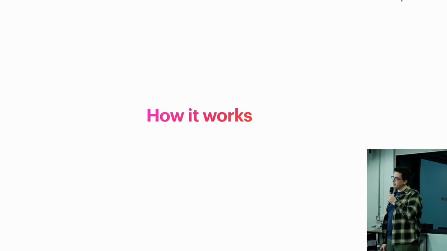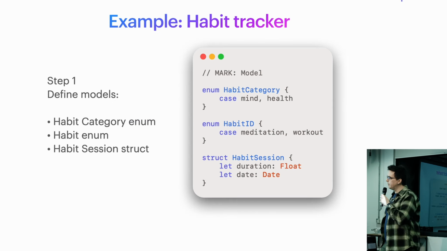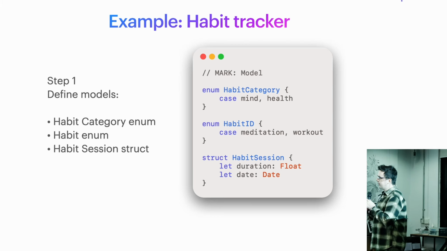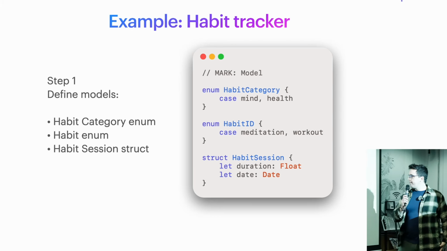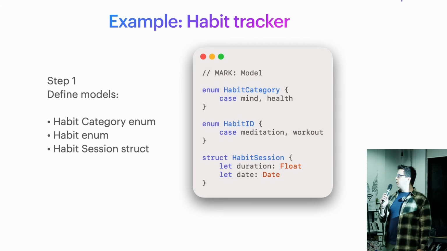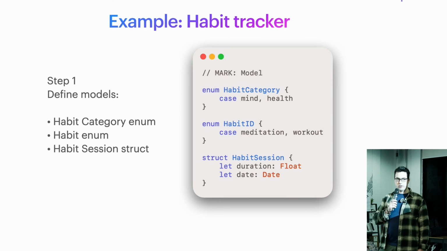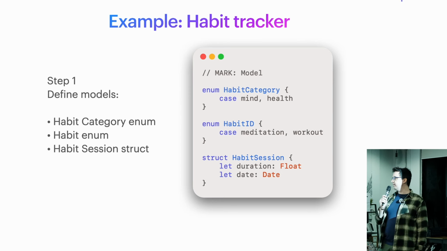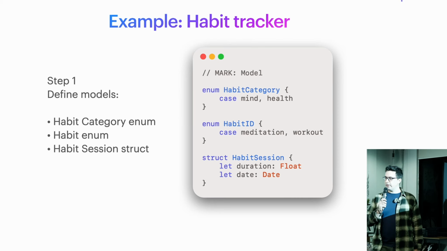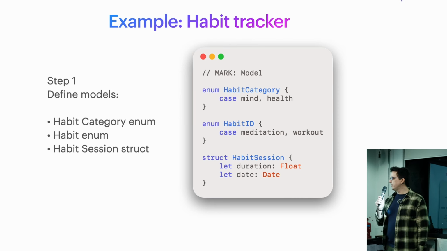So here's how it works. We're going to build a small habit tracker app together. So step one, we define the models. Here I have one enum for a habit category, mind and health, one enum for habit ID, meditation and workout, for example. So meditation belongs to the mind category and workout to the health category in this example.